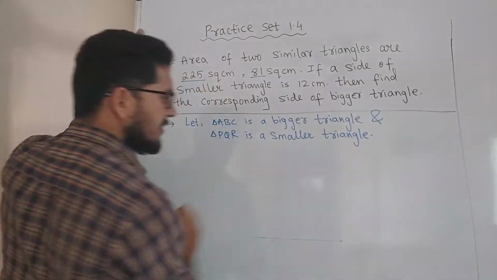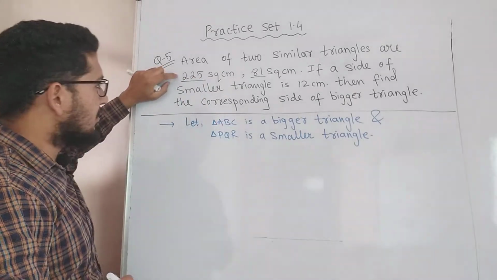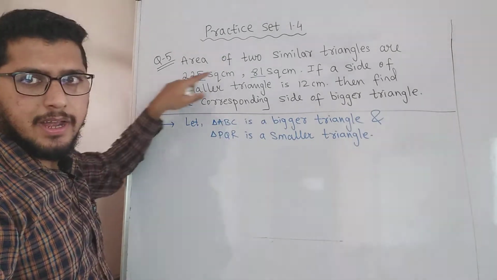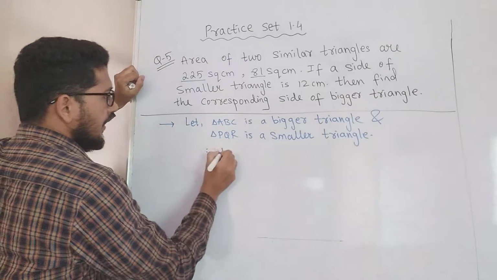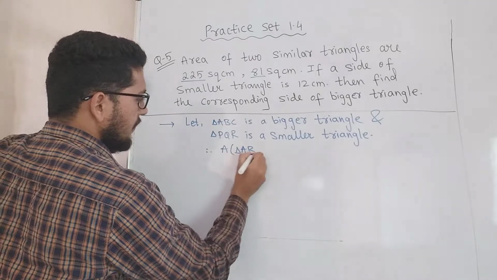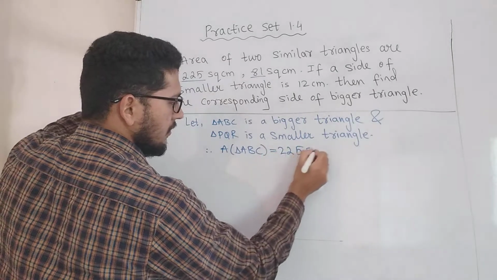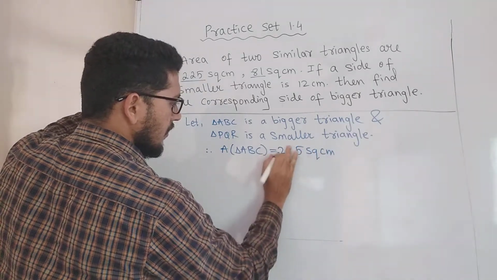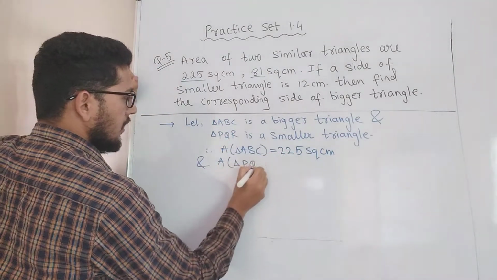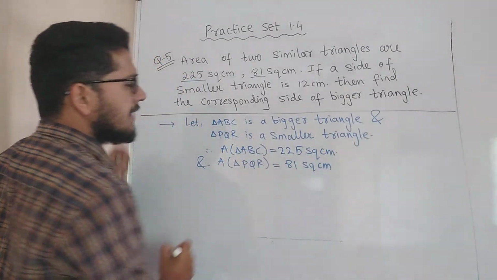When these two triangles are supposed, then we have to write their areas. To understand which is bigger, the one whose value is greater. Of these two, the area value which is greater is 225, so that will be the bigger triangle and 81 will be for the smaller. Therefore the area of triangle ABC, the bigger one, will be 225 square centimeter and the area of triangle PQR is 81 square centimeter. After that we'll write their corresponding sides.